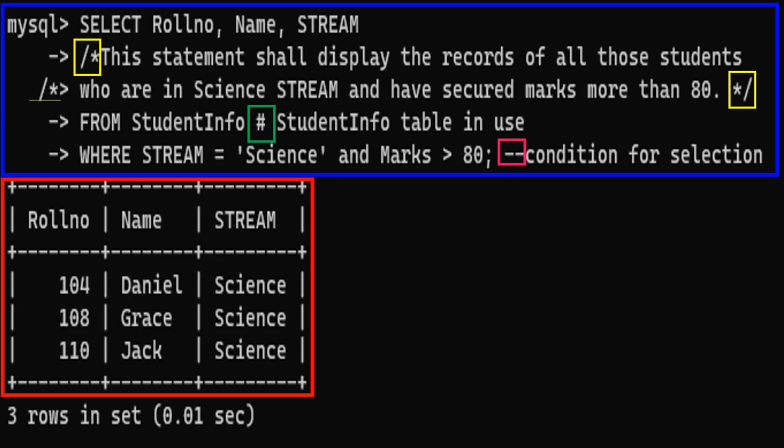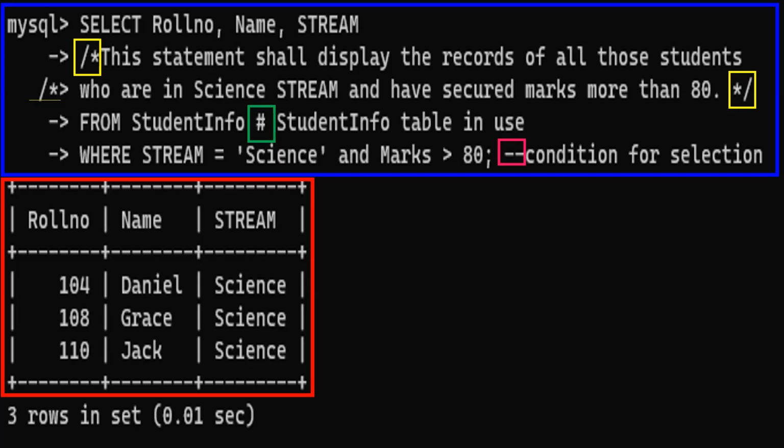Now look at the last line, where stream equals science and marks greater than 80 semicolon, double dash line, condition for selection. Double dash line is given in pink box for your reference. You can see the double dash lines, which indicate single line comments. These comments are used to annotate code and explain the program's flow. They are placed at the beginning or end of a program to offer insights for users. Here, it is placed at the end of the program.